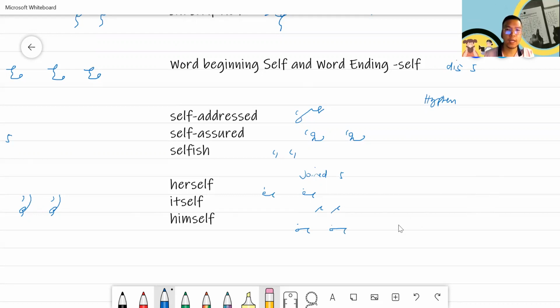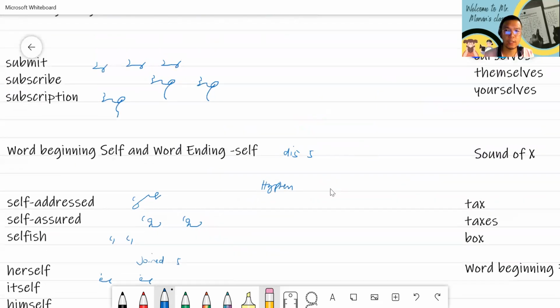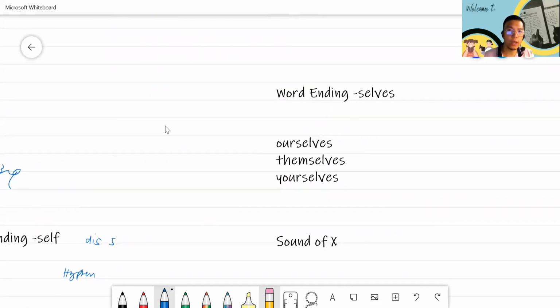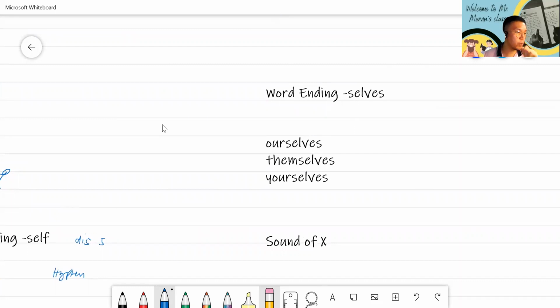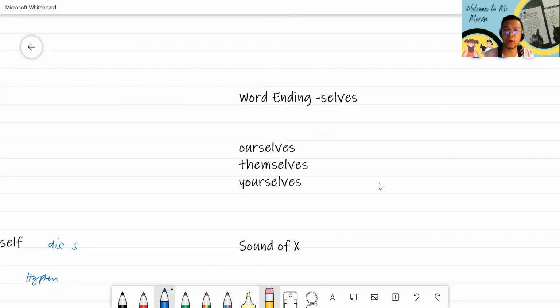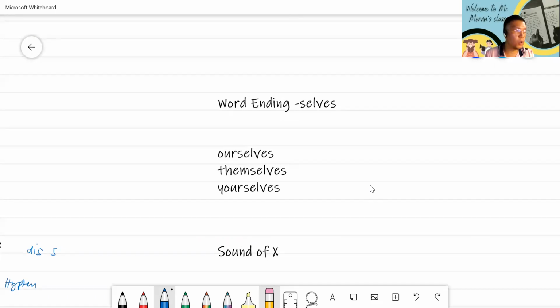So far, that is the word beginning self and then the word ending selves. So let's move on to the word ending selves. If you're talking about the word ending selves, it is represented by a joined ses symbol. So most probably just like this. Okay, so let's have the word ourselves, the are and then selves.